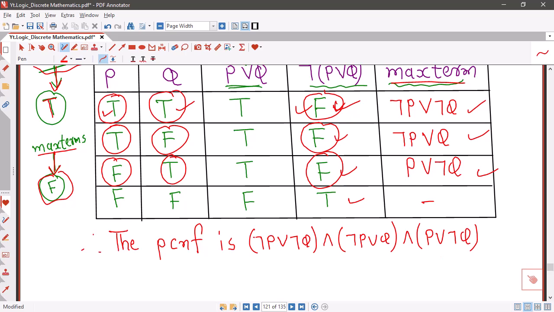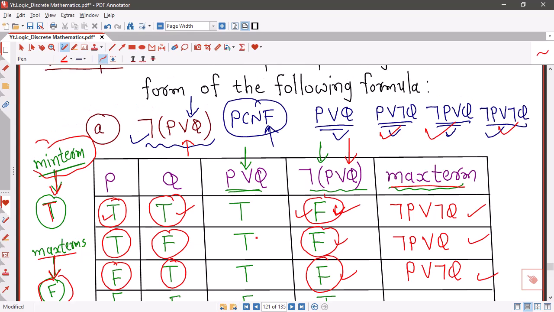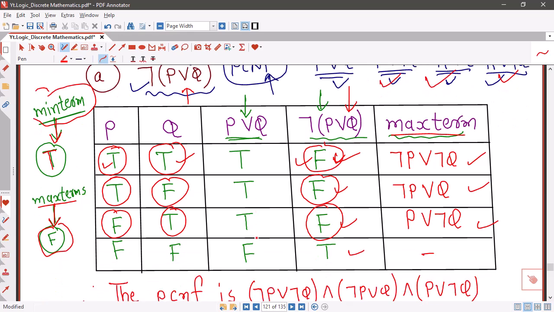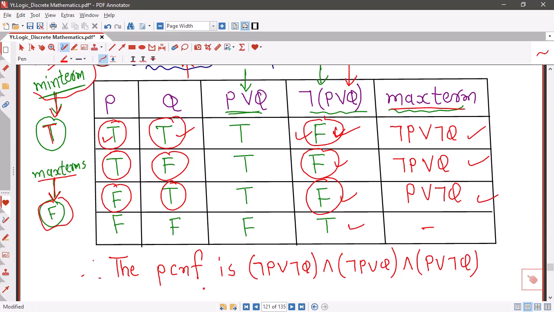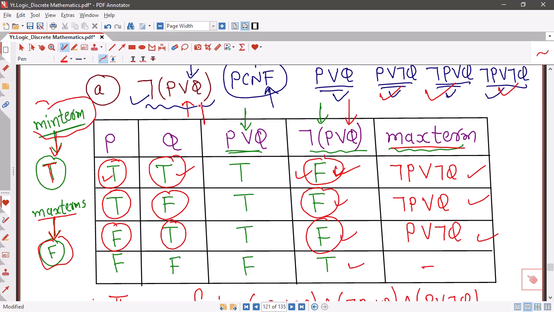So this is the required principal conjunctive normal form of the given statement formula, and you can see it is very easy to write down the PCNF using a truth table. Again I repeat, we will first prepare the truth table for the given formula, then concentrate on the false truth values, and corresponding to each false value we will write down the values for p and q.